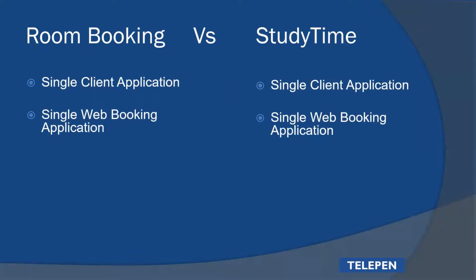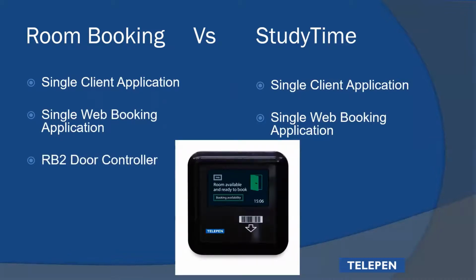But there are differences. There is an RB2 door controller. It shows you the status of the resource at the present time, and the availability of that resource at later times. It allows you to book through the touchscreen, and it is used to register your arrival if you have pre-booked. It does all of those things, and it's wall mounted.